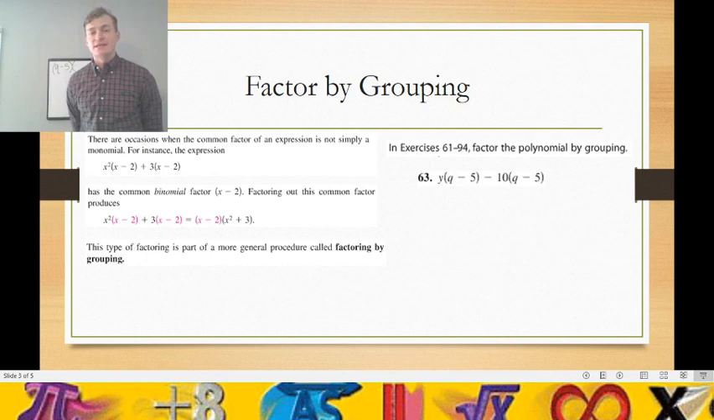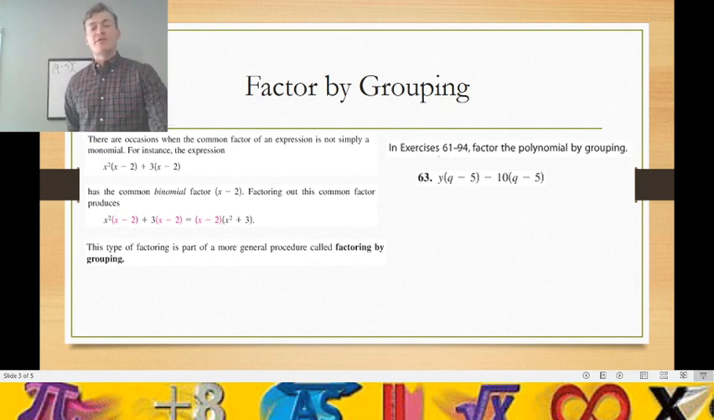Similarly to the example we saw before, y is multiplying q minus 5, making y and q minus 5 the two factors for our first term. For the second term, 10 is multiplying q minus 5, making 10 and q minus 5 the two factors for the second term. For those two terms, do we have factors that are common for each? We see that q minus 5 is common for each of the two terms.